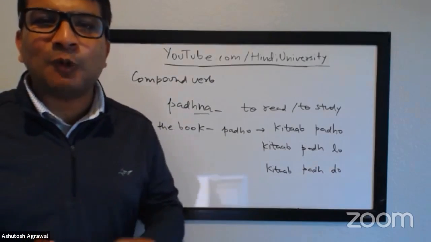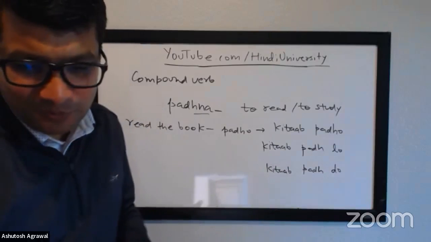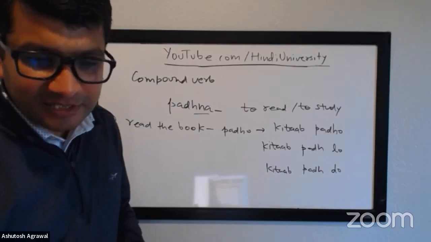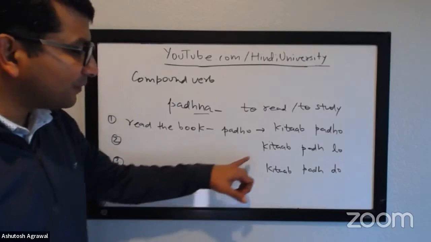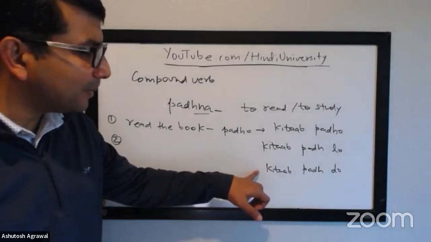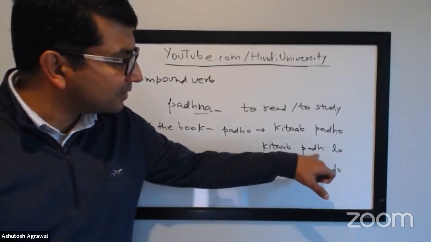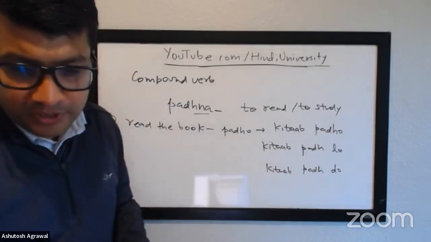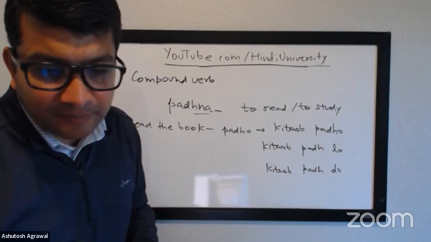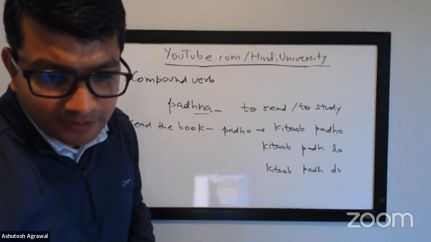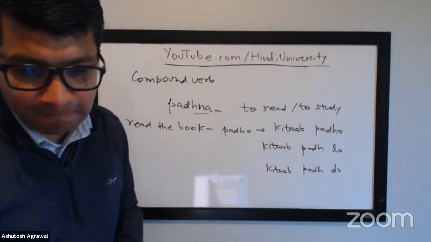Now what does it mean? The first one was "kitab padho", a simple instruction. Now all of a sudden I had "kitab padh lo" and "kitab padh do". Where is the action flowing? Who is benefiting from the reading? Someone who's not tried before, who would like to explain it?